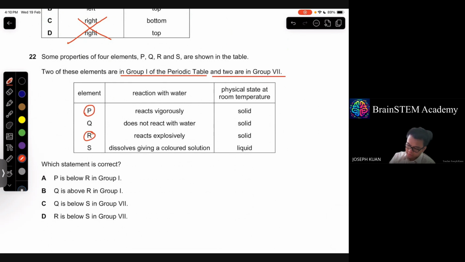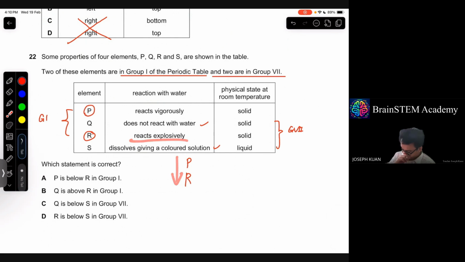P and R sound like group 1, as group 1 has very vigorous reactions with water. Whereas Q and S are more of a group 7 characteristic, in which either they don't react with water, or some of them actually dissolve and form a colored solution, such as chlorine forming a green solution, and bromine and iodine forming a brown solution. So from here, we know that R must be below P in group 1, as going down group 1, it gets more reactive.